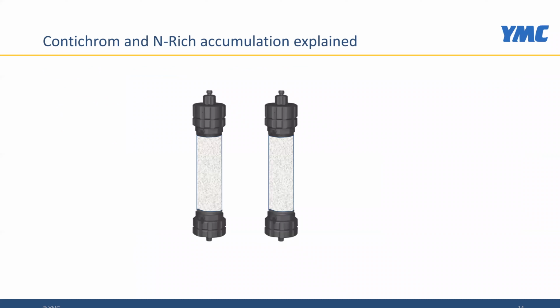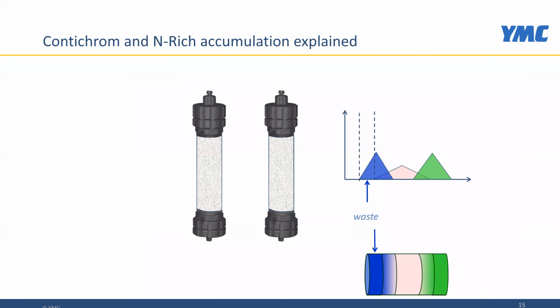So now I'll show you how the process actually works using this nice animation. Here we have our 2 columns packed with the same material, the small particle cation exchange. And you can see this is a schematic chromatogram of the mixture that contains our side compounds of interest, which are shown in red color. Let's say this is the product, the side compound that we want to obtain.